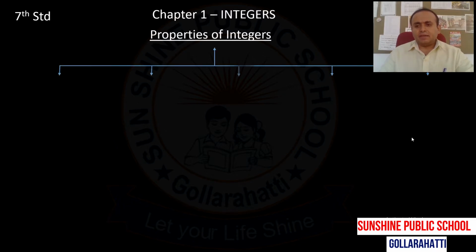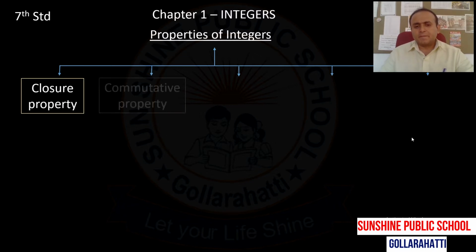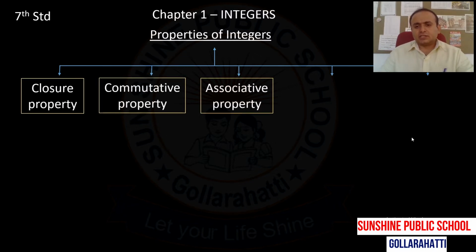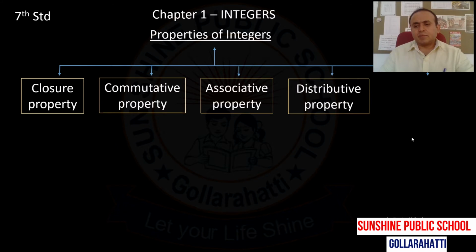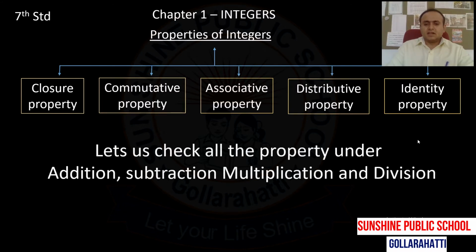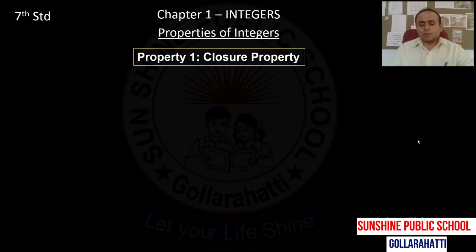There are 5 types of properties. First is closure property, commutative property, associative property, distributive property, and identity property. Let us check all the properties under addition, subtraction, multiplication, and division. See, all properties ಕೂಡ ನಾವು addition add ಮಾಡಿ ನೋಡೋಣ, separate ಮಾಡಿ ನೋಡೋಣ, ಹಾಗೆ multiplication and division ಮಾಡಿ ನೋಡೋಣ ಹೇಗೆ ಬರುತ್ತೆ ಅಂತ. Okay. So first is closure property.